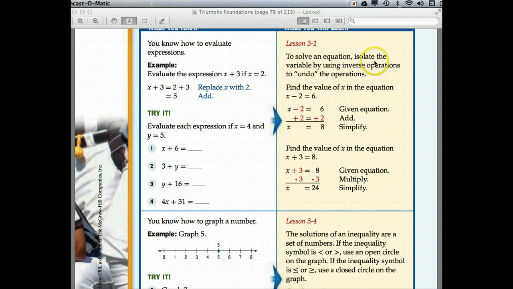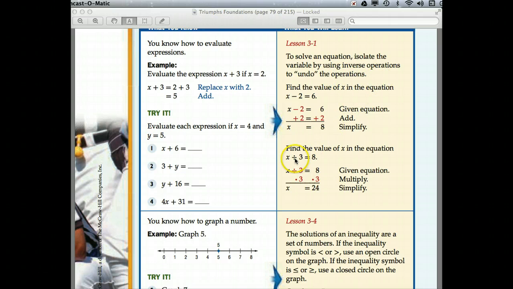So understanding that, what we're going to do in Lesson 3.1, we're going to actually solve the equation. We're going to do what's called isolate the variable by using inverse operations to undo the operations. Now, when we talk about inverse operations, we're talking about the opposite. So what's the opposite of addition? You're thinking subtraction, good job.